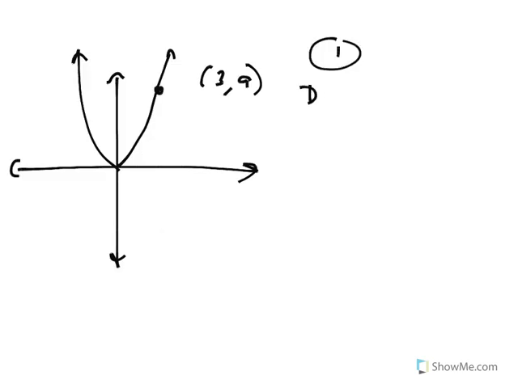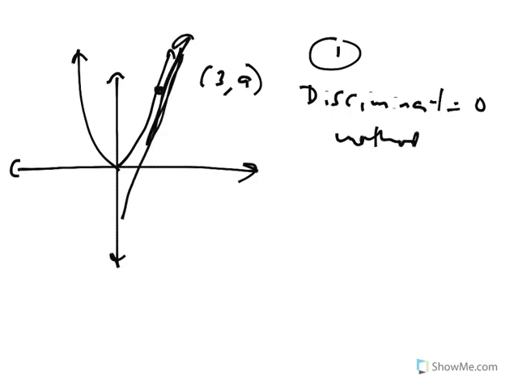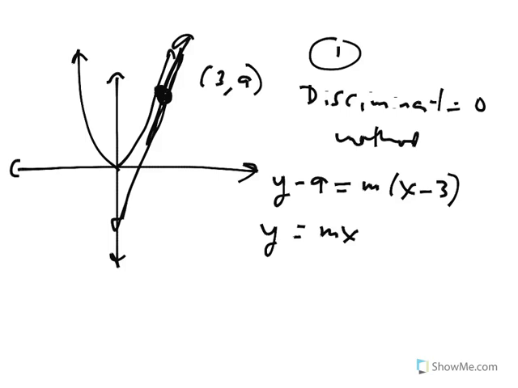The first method I'm going to call the discriminant equals 0 method. And the way this works is we say, okay, this line here, all we know is that it's got a point there. So I'll use point-slope form to say y - 9 equals m times (x - 3). And I could even change that to y equals mx - 3m + 9. So it's got these m's in it.